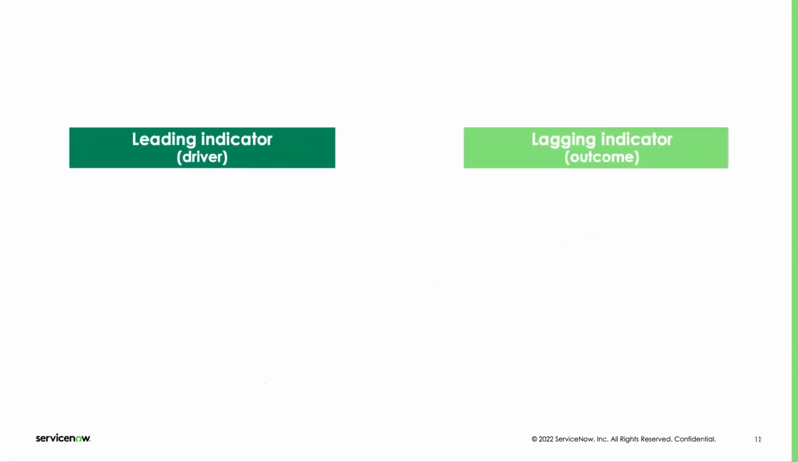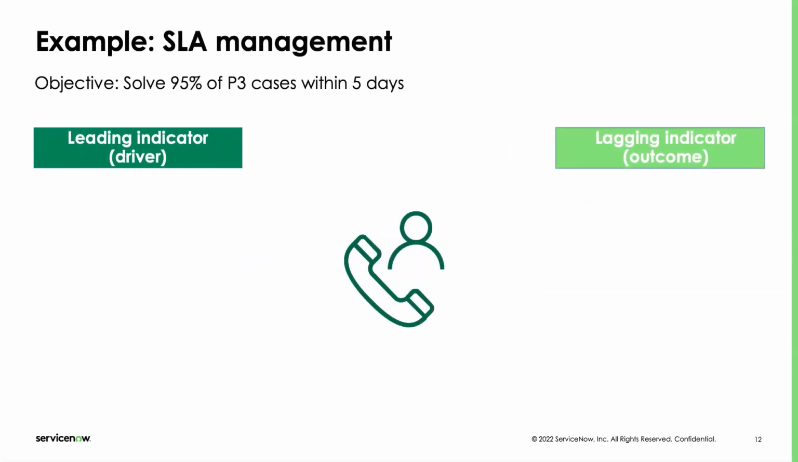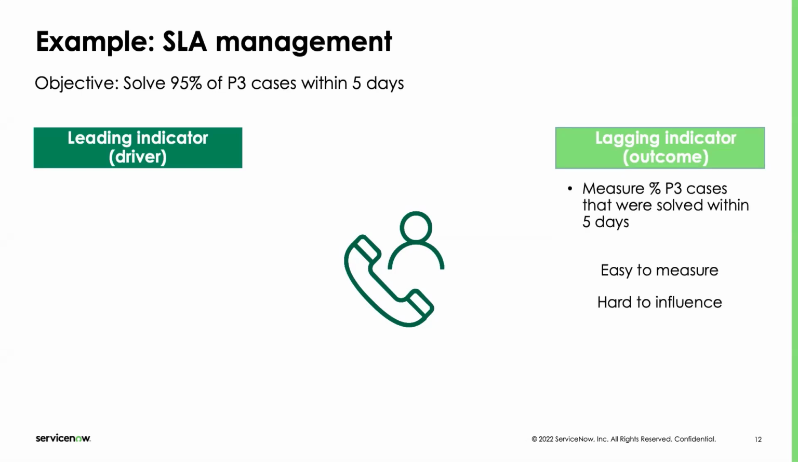Now, if I translate this example to a business example, let's talk about service level management. If my objective is to solve 95% of my P3 incidents or cases within 5 days, my lagging indicator is easy, because that's just measuring the percentage of P3 cases that were solved in 5 days. It's measuring the outcome of my process. Did I do well? This is what you'll see on an SLA report. You met your objective because you achieved 95.7%. Good. Or you didn't because you only solved 92%. That's outcome. It doesn't tell me what I need to do. It's useful to know that I met or didn't meet my SLA, but what do I need to focus on?